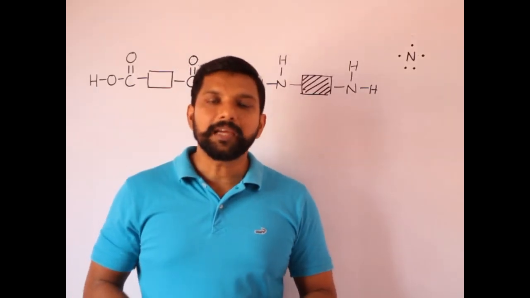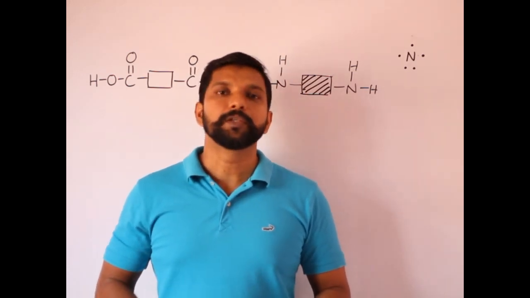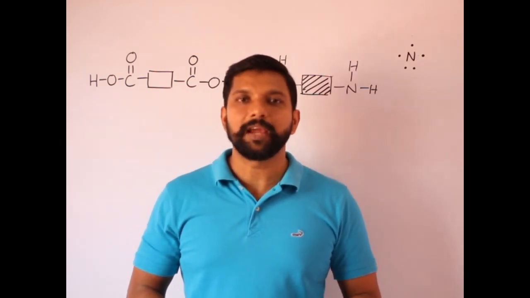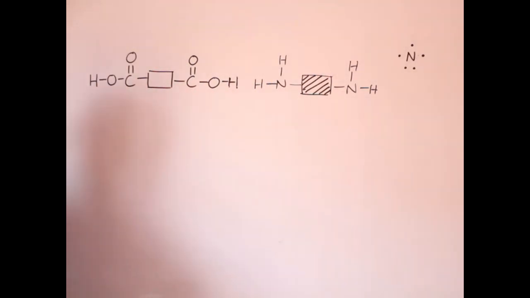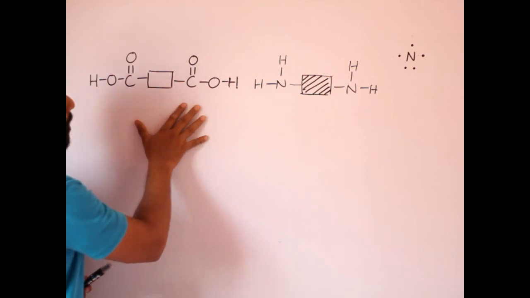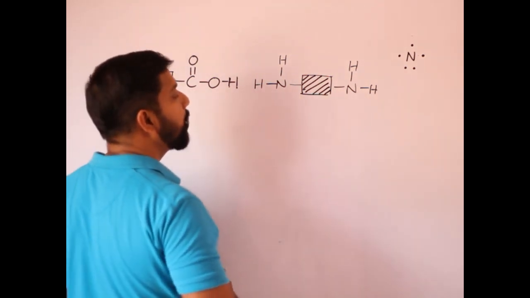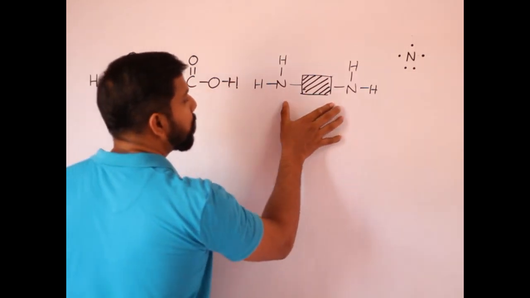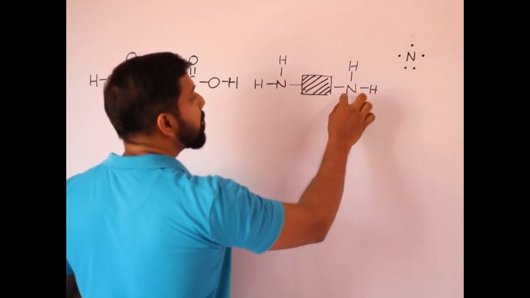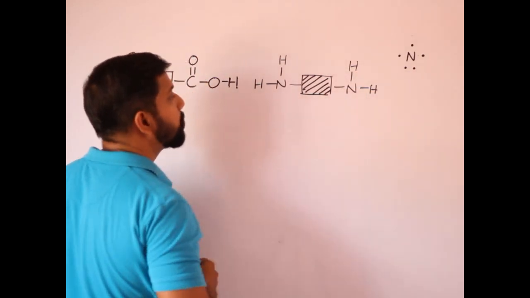Polyamides. Dicarboxylic acids react with diamines to produce polyamides. Let's learn this reaction. Here is the dicarboxylic acid as we learned earlier, and here is a diamine molecule. What is a diamine molecule? It is a molecule with nitrogen atoms attached. There is an amine group. It has nitrogen and two hydrogen atoms.